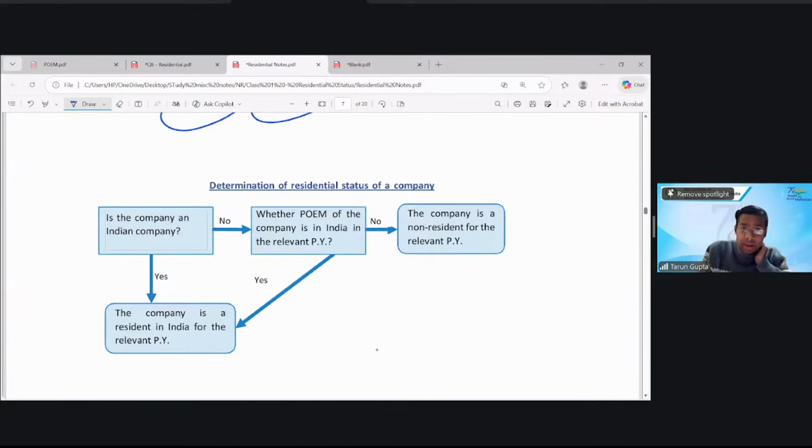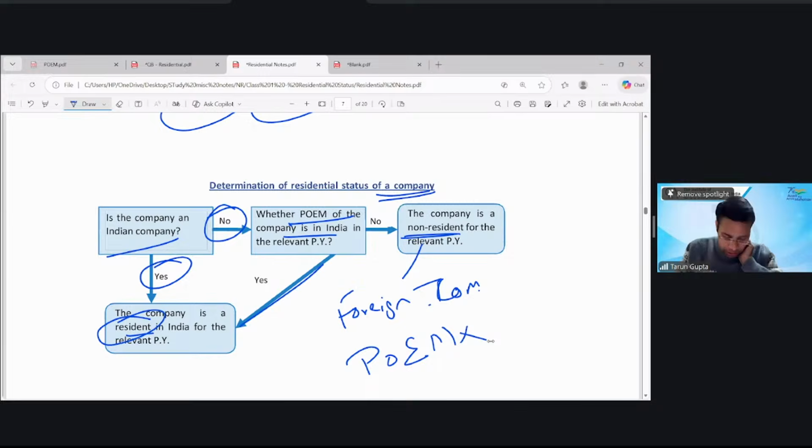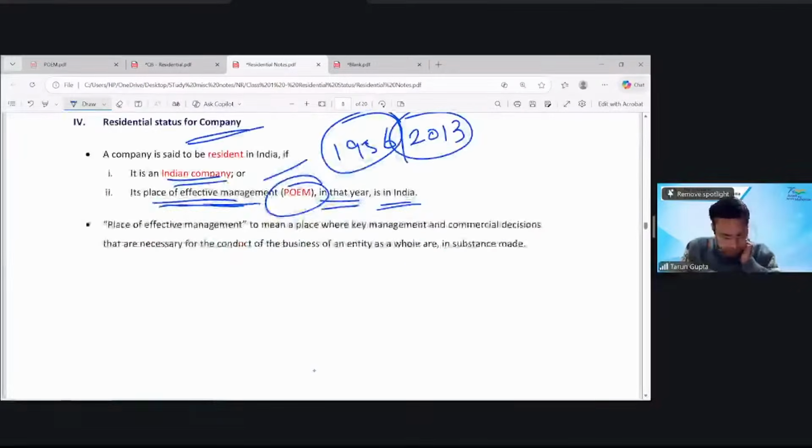So how do you determine the residential status of a company? Is the company an Indian company? If the answer is yes, then the company is resident. If the answer is no, then you have to see where the POEM is. Whether the POEM of the company is in India during the relevant previous year. If the answer is yes, then you are resident. If the answer is no, then you are non-resident. So for a non-resident, you have to be a foreign company, meaning both the conditions should fail. You should not be an Indian company, meaning you're a foreign company, and your POEM should also not be in India.